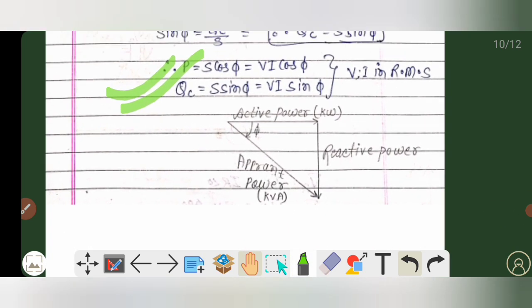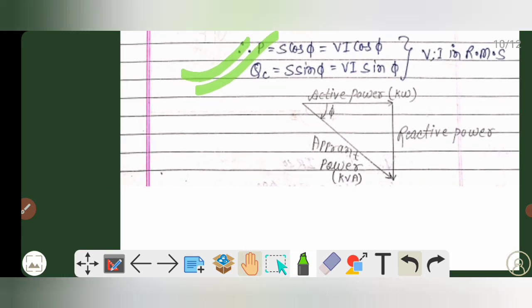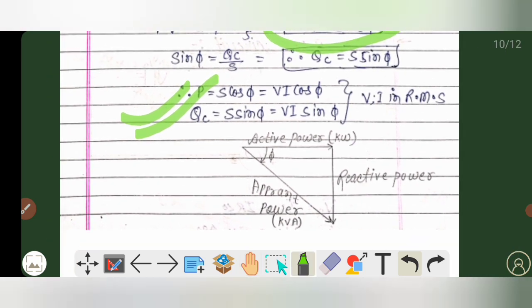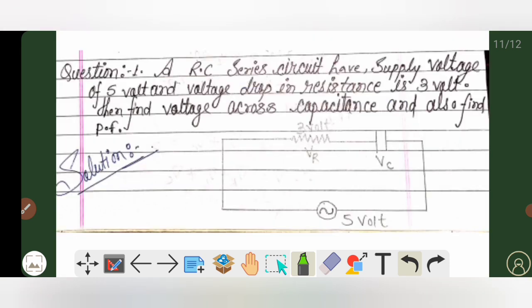Now my dear friends, as you can see here, this is basically the equivalent power triangle in the case of series RC circuit. Now my dear friends, we will discuss a numerical based on series RC circuit. As you can see in the given question, a series RC circuit has a supply voltage of 5 volt, and the voltage drop across the resistor is given as 3 volt, my dear friends.